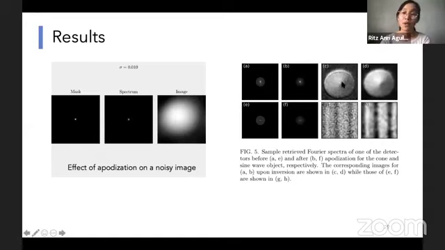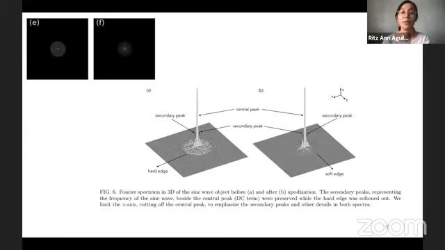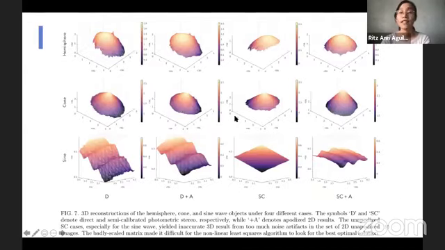As you can see here, for the cone object, we were able to clean it with the apodization technique, as well as with the sine object. And upon combining and then applying the photometric stereo technique, let me skip this one. These are sample 3D images for the four cases.